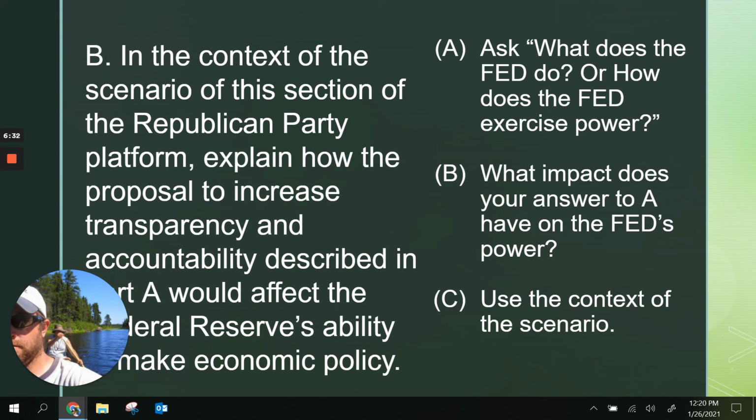So what impact does oversight then have on the Fed's power to raise and lower interest rates, if I was going to go with that particular thing? So I have to demonstrate I understand something the Fed has power over, some kind of power they exercise, right? And then I have to link that to what I stated in A. And in this case, it's congressional oversight. How can congressional oversight affect that power? And I have to remember to use the context of the scenario. So it's still all about increasing transparency and accountability over the Federal Reserve System.